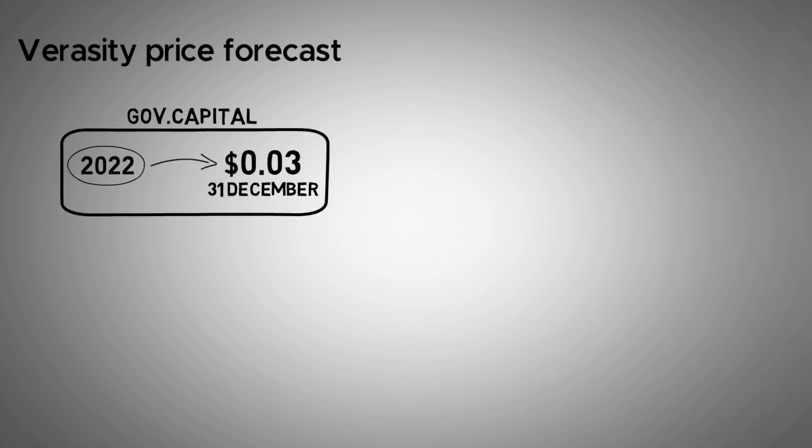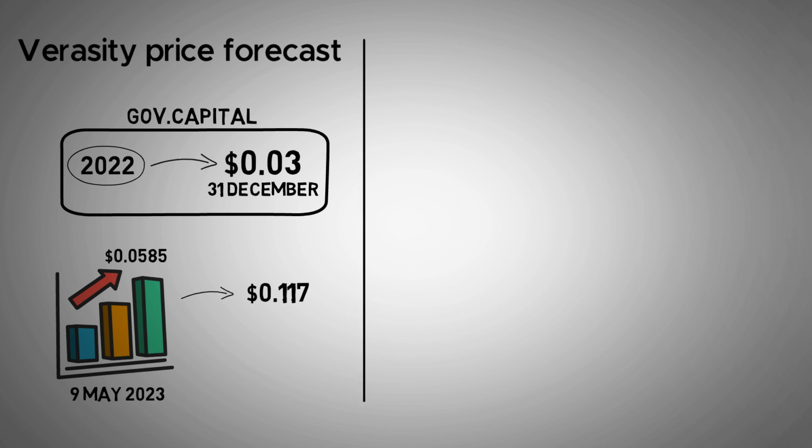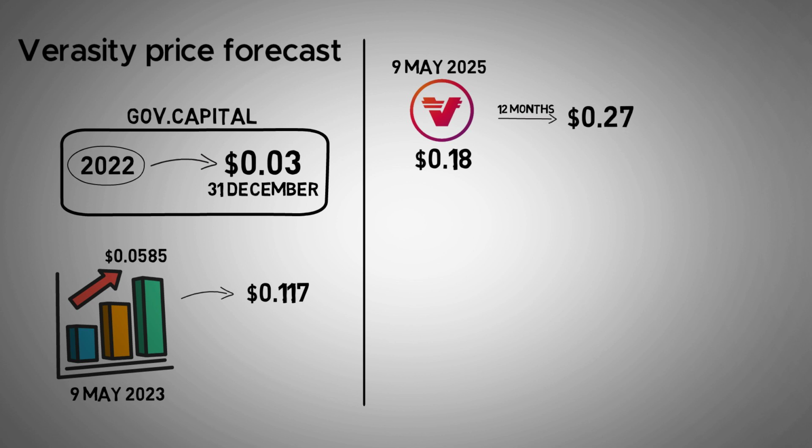The site goes on to suggest that the crypto will be worth somewhere around $0.0585 on 9 May 2023, before going up to $0.117 a year on from then. On 9 May 2025, VRA should be worth a little over $0.18 and 12 months after that it should be just under $0.27, before reaching a little over $0.36 on 9 May 2027.